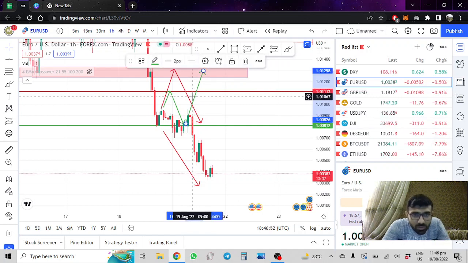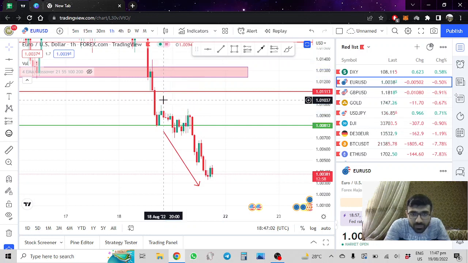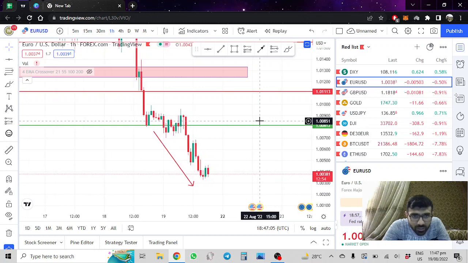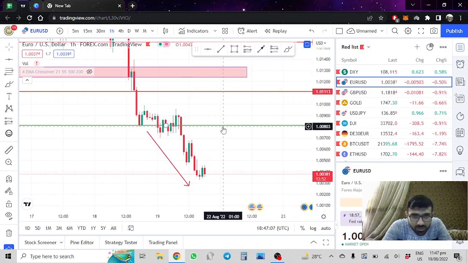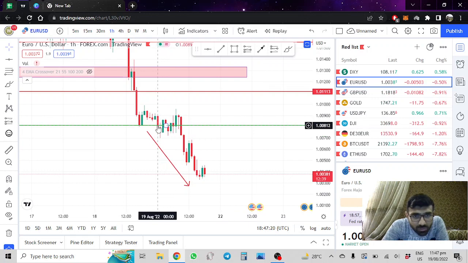Let me remove the other scenarios so you can have a better idea of what actually happened. I gave you a trade that if the market closes below this area, then this area is going to act like a resistance. So if you are a risky trader, then maybe you can go short. Initially the market closed below this area, and the market went further down.